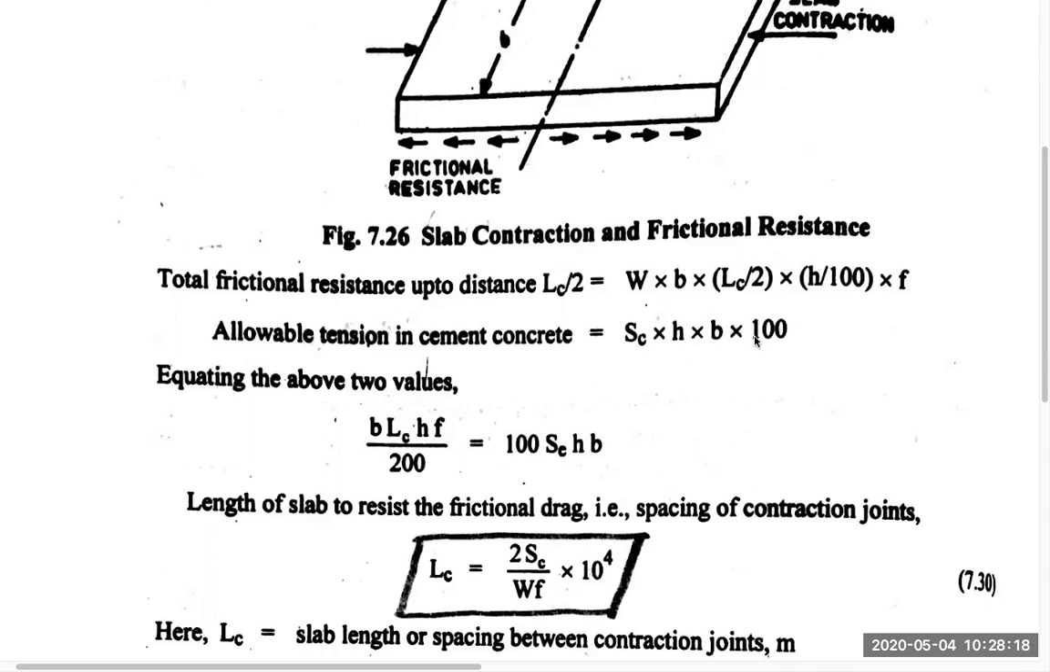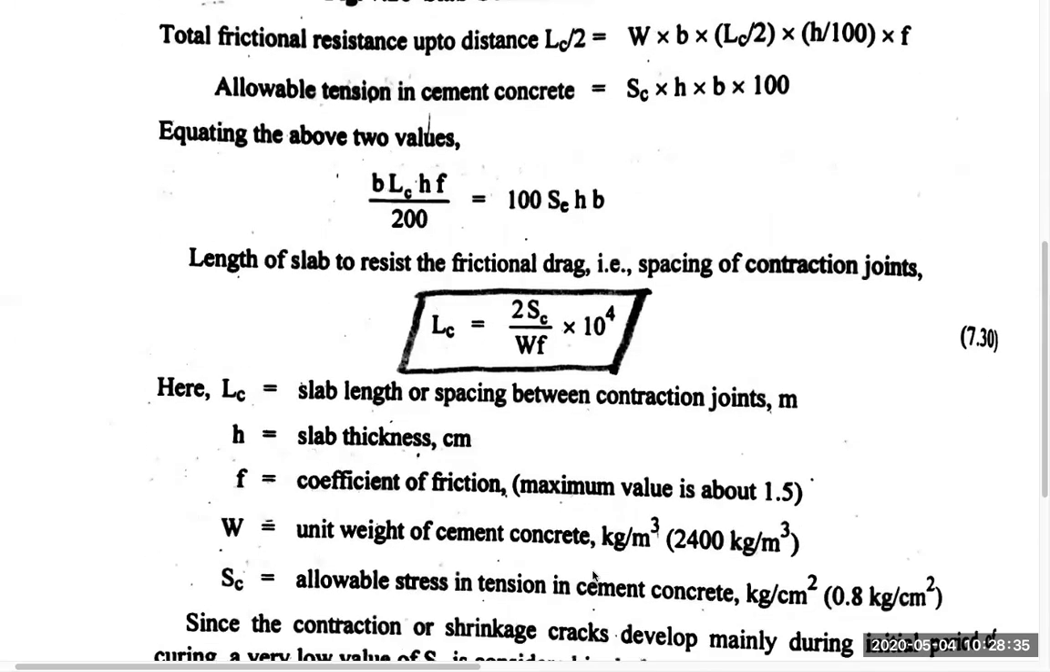You need not worry. This expression or the derivation will not be asked. So after equating both these parameters, we get LC is equal to 2SC divided by W into F multiplied by 10 raised to 4. Okay. Let us see what is what.